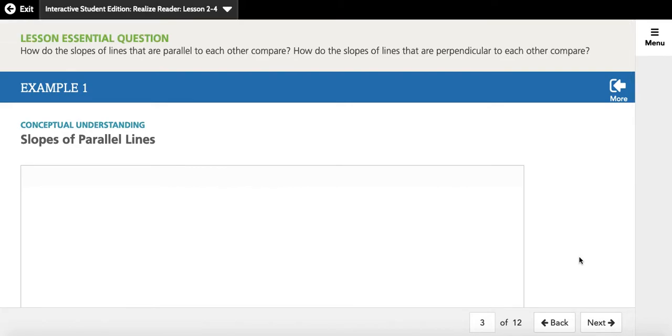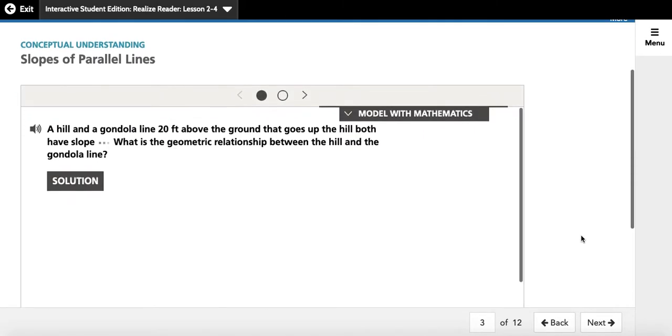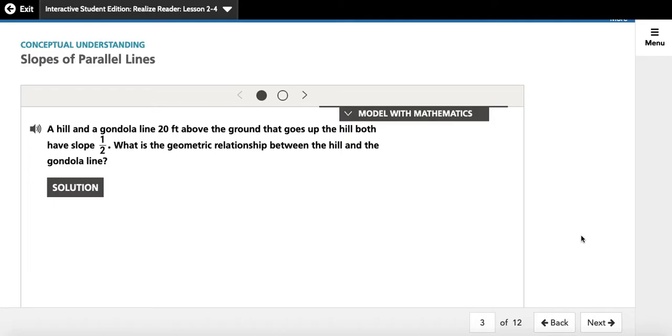First example, slopes of parallel lines. A hill and a gondola line 20 feet above the ground that goes up the hill both have a slope of a half. What is the geometric relationship between the hill and the gondola line?